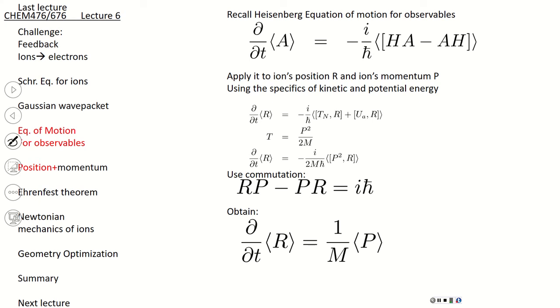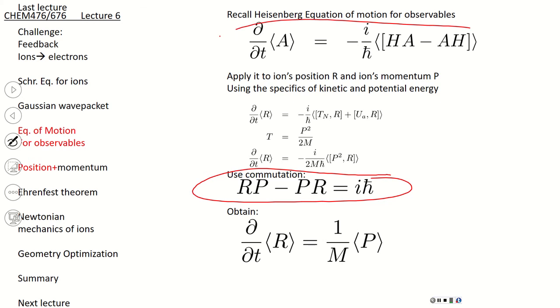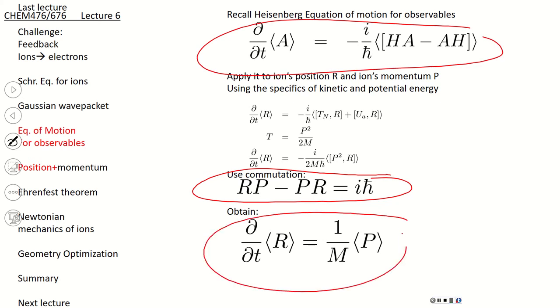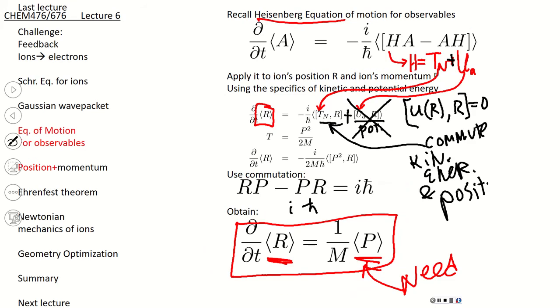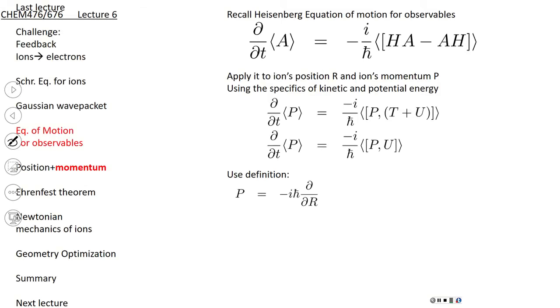Okay. What we just practiced: the commutation, Heisenberg equation, our great discovery. Now we may want to practice it for the momentum, because it will be coupled equations. Position depends on momentum, momentum depends on position. So we practice it again.